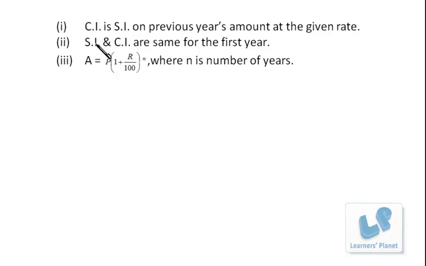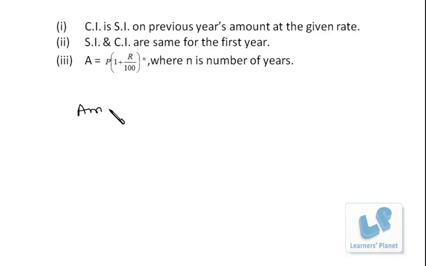Now, we have already discussed that compound interest is simple interest on previous year's amount at the given rate. And SI and CI, that is simple interest and compound interest, are the same for the first year if the rate of interest is applicable on an annual basis. Okay, and this is the formula for compound interest. Here A is the amount, P is the principal, R is the rate of interest, and N is the number of years. If the interest is compounded half yearly or quarterly, then N is changed accordingly. So that we will discuss while discussing the problems.